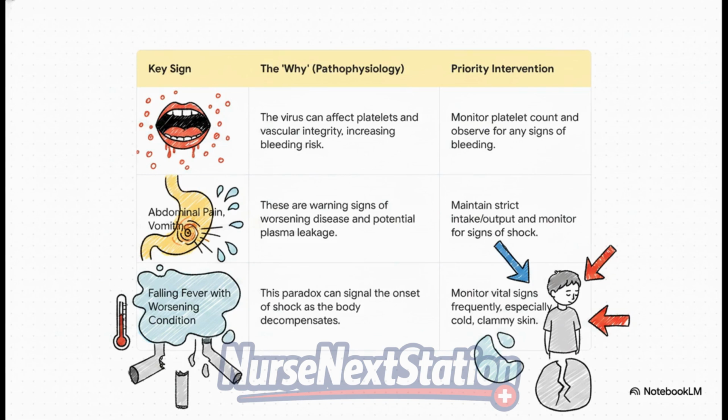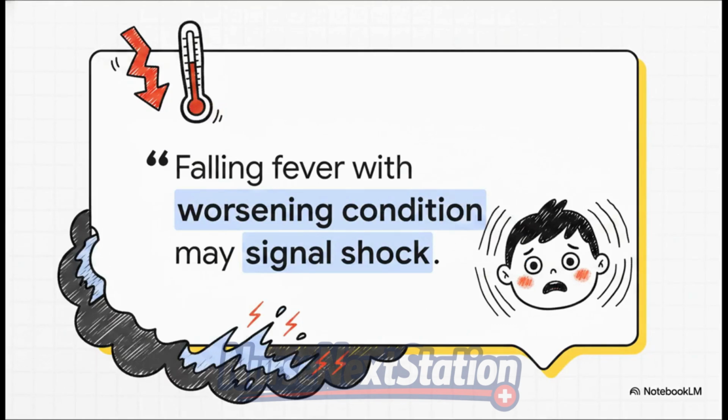But here is the most critical, most counterintuitive sign of all. The fever starts to drop, but the child looks worse. That's the alarm bell for shock. The body is giving up. I'm going to say that again because it is so incredibly important. A fever that's going down should feel like good news, but in dengue, it can be the most dangerous sign of all. When you see a falling fever but a worsening kid, you have to think shock.